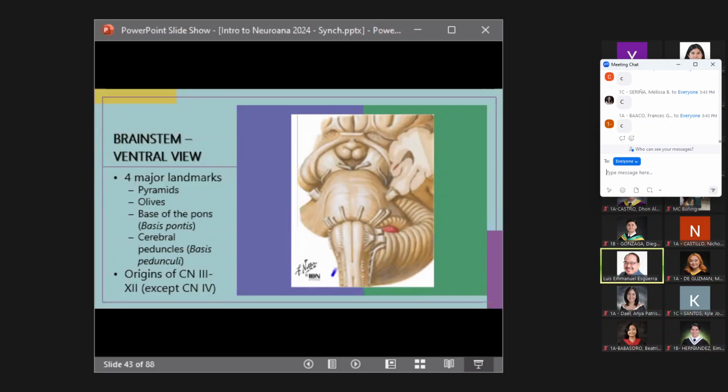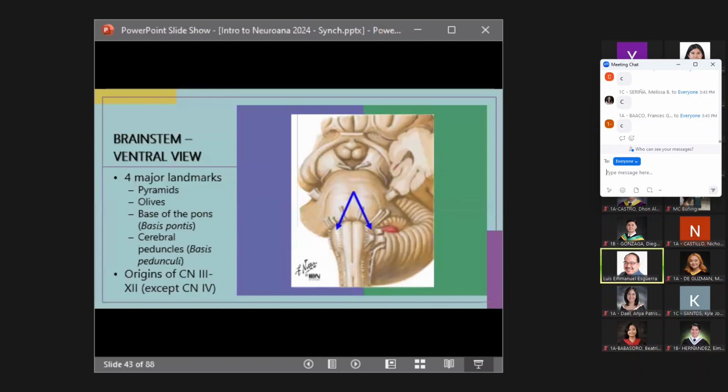You have the pyramids and the olives. So for pyramids, there is the last arrow that I put there. That's where there's a decussation. There are fibers crossing the midline on either side of the pyramids. If the cut of the brainstem is low enough, then you may be able to see it. Okay, then you have the olives on either side.